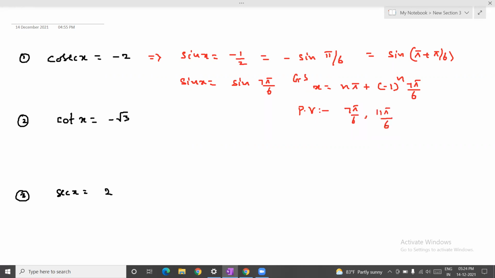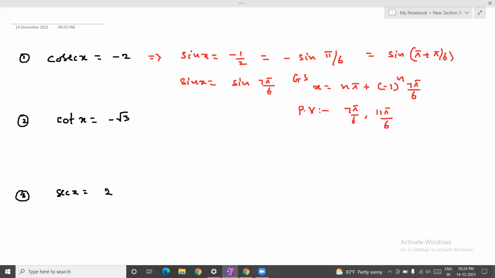Within 360 degrees, what are the values you are getting? Because the sine is negative in the third quadrant and fourth quadrant, 7 pi by 6 and 2 pi minus pi by 6. 2 pi minus pi by 6 is also an answer. Is it clear? Yes, sir. Hope you are clear what I'm saying.